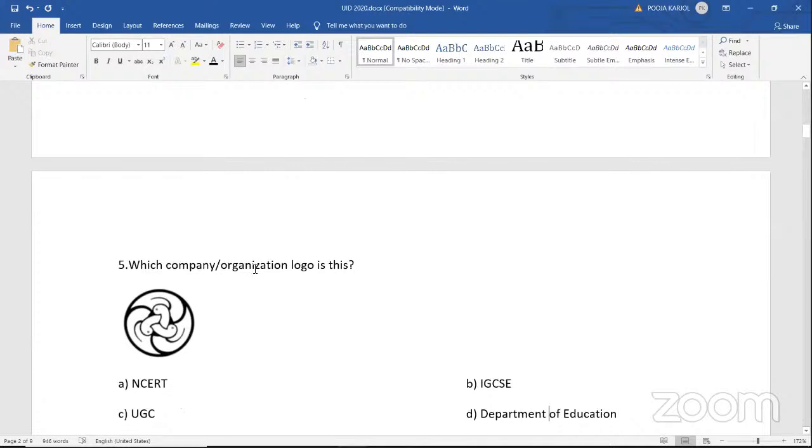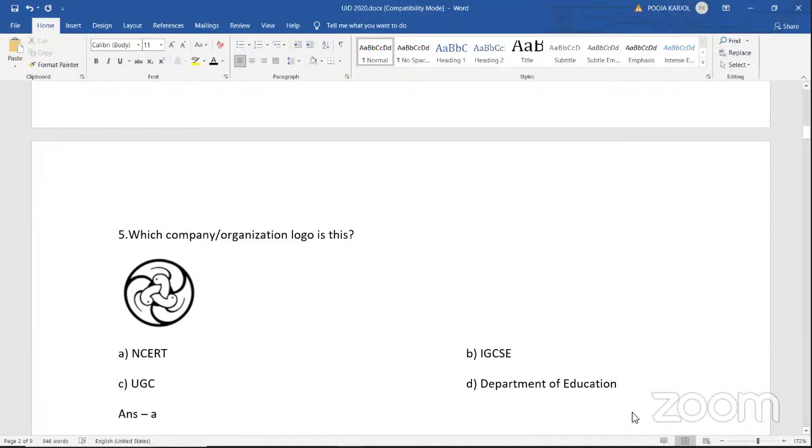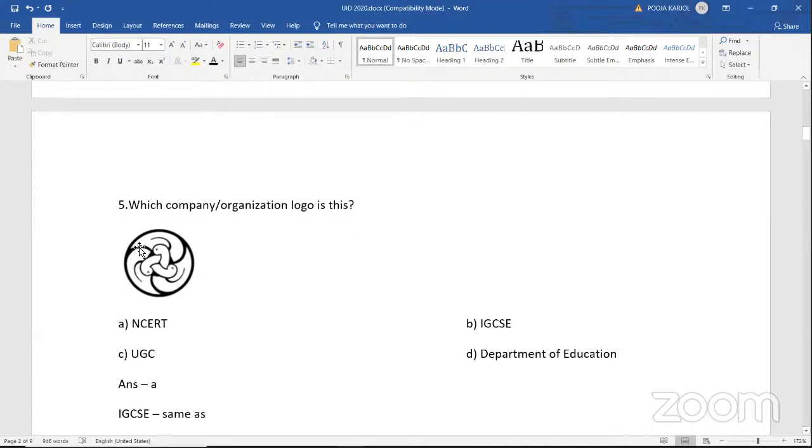This is a question: which company or organization's logo is this? NCERT. Others? I think it came in an exam as well. Oh, is it? Okay, very good. NCERT, yes, correct. This is the logo of NCERT. I think this is one of the questions which mostly all of them can answer.